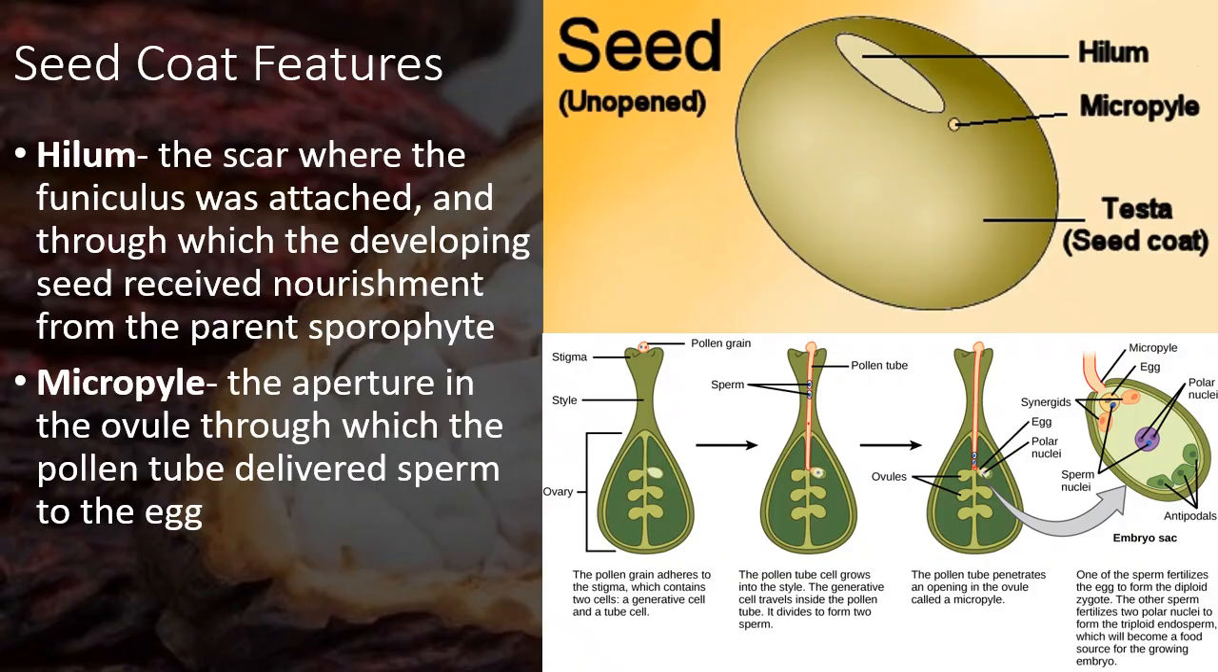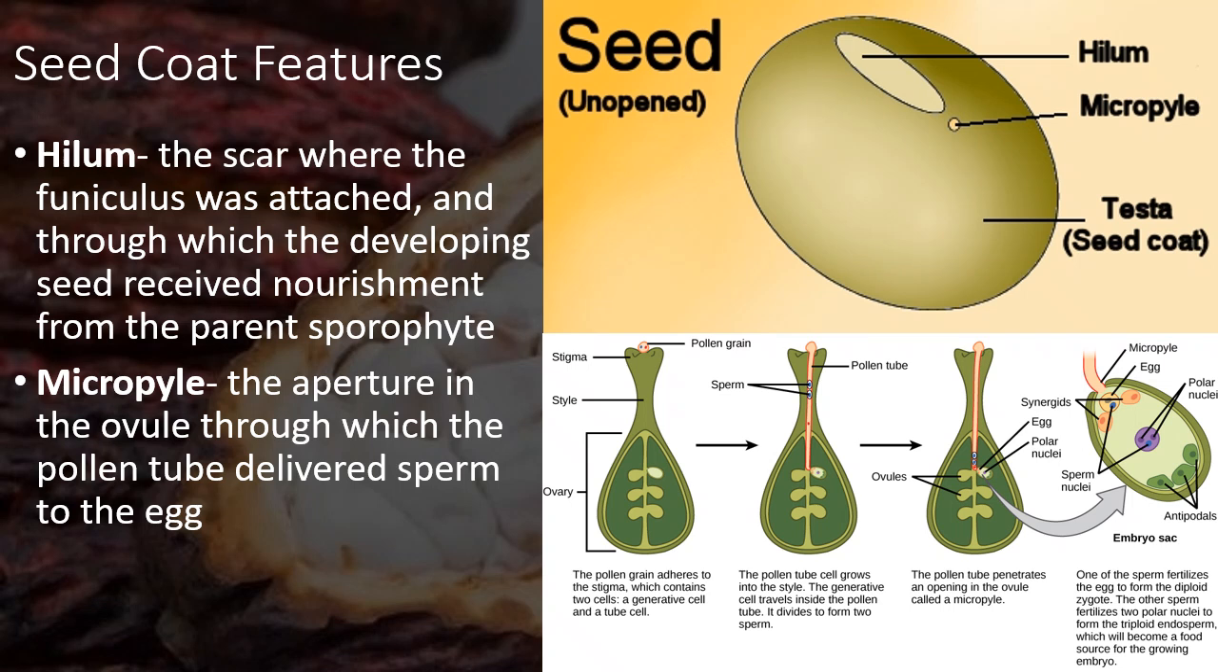The seed coat has a couple features that are important to look at. The hilum is the first. The hilum is the scar where the funiculus was attached and through which the developing seed received nourishment from the parent sporophyte. The parent sporophyte is just the parent plant that produced the seed. And the funiculus is essentially like the umbilical cord of the seed that supplies nourishment to the developing seed after fertilization. Because we often compare the funiculus to an umbilical cord, we could compare the hilum to maybe the belly button of a seed.